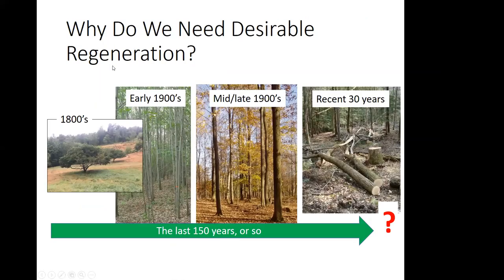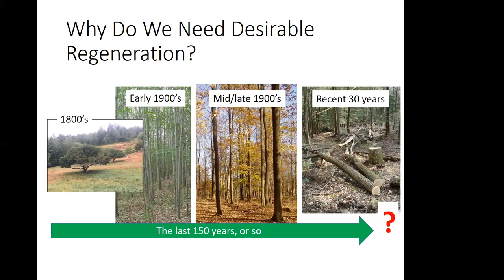So why do we need regeneration? We can think about the last 150 years or so. We can go back to the late 1800s. This was at a time when the forests of New York and most of the Northeast were largely unforested. I don't have any pictures of the late 1800s, but the picture on the far left is an agricultural setting, maybe like I imagine at least some of these early farms had, and probably there's a lot more forest than what those farms in the 1800s had.